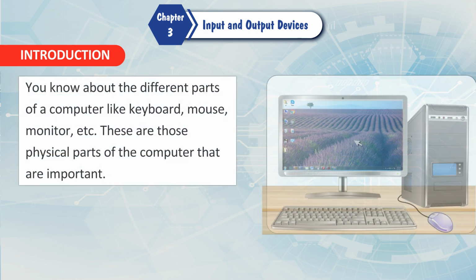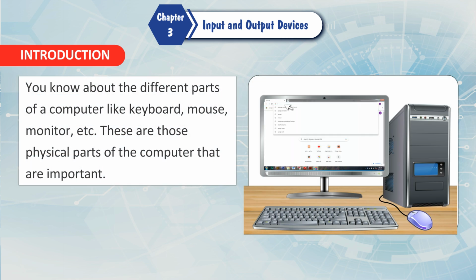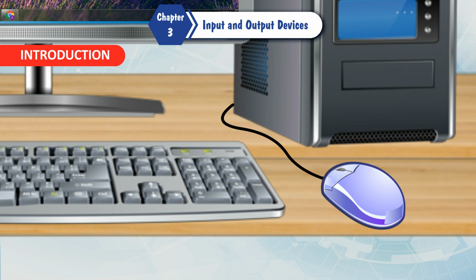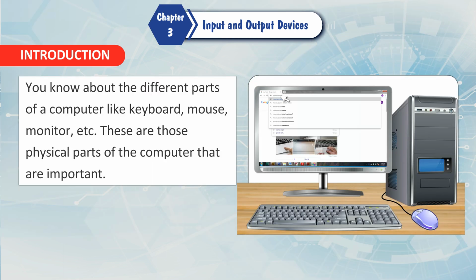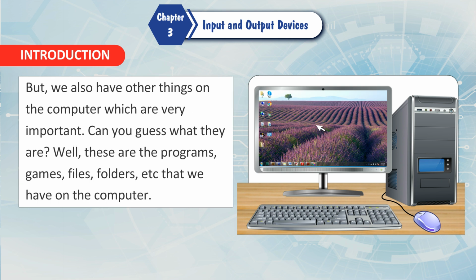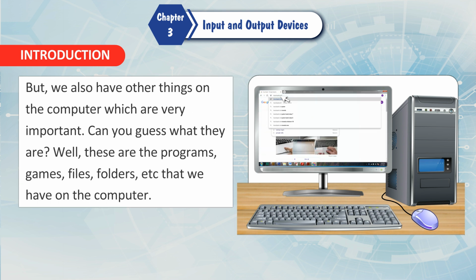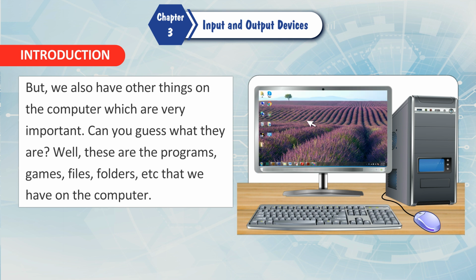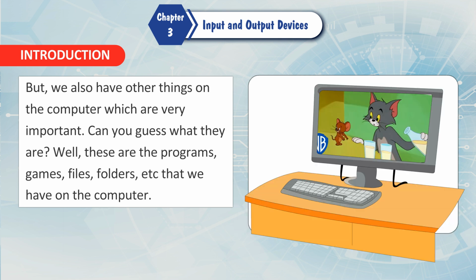Introduction. To know about the different parts of a computer like keyboard, mouse, monitor, etc. These are those physical parts of the computer that are important, but we also have more things on the computer which are very important. Can you guess what they are? Well, these are the programs, games, files, folders, etc. that we have on the computer.